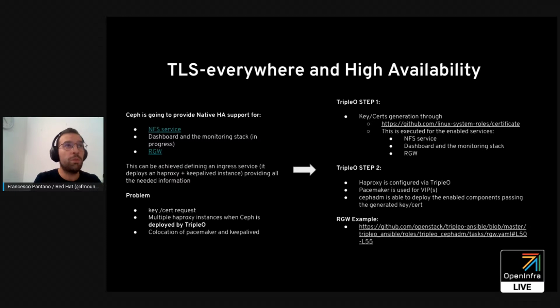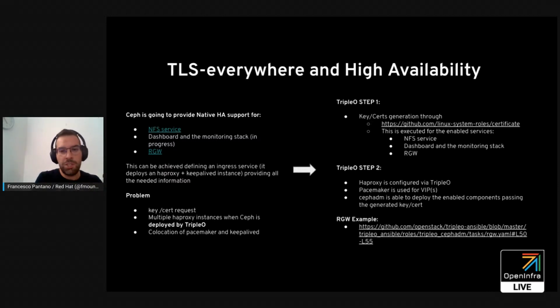At that point, we will have multiple HAProxy instances, and the collocation of Pacemaker and keepalived is problematic. So at this point, TripleO does two steps. The first one is generating keys and certs using a new Ansible role, and then executing this role against the services that should go under TLS. And then at step two, HAProxy is configured at OpenStack level, and Pacemaker is used for virtual IPs.